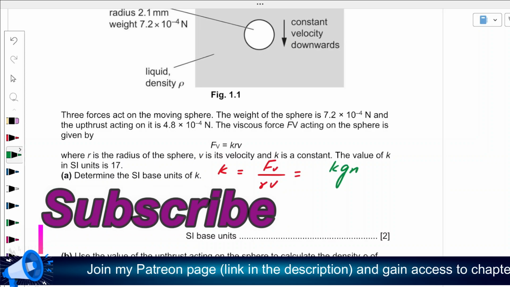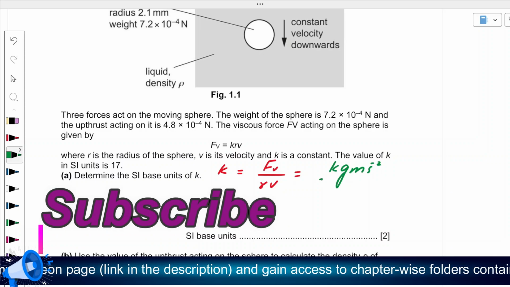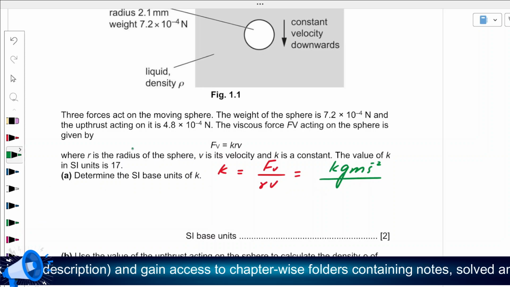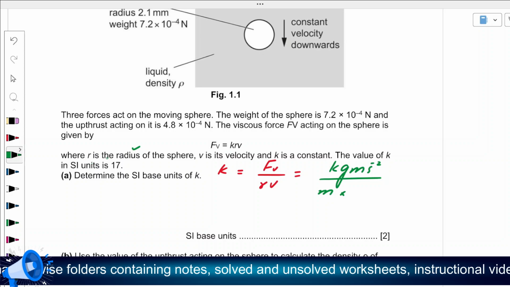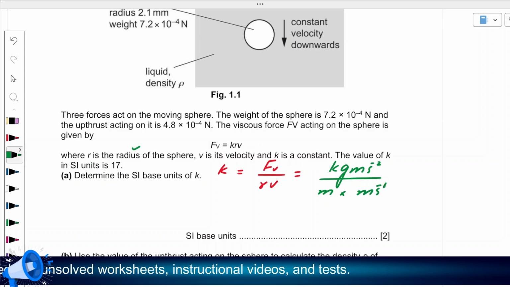Force is kg m s^-2. Radius of the sphere r is in meters, not millimeters. And the speed is meter per second. These are the SI base units.